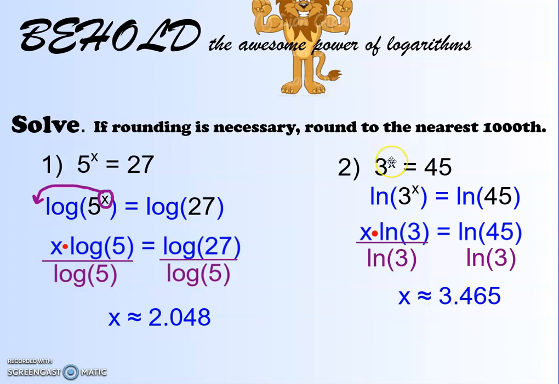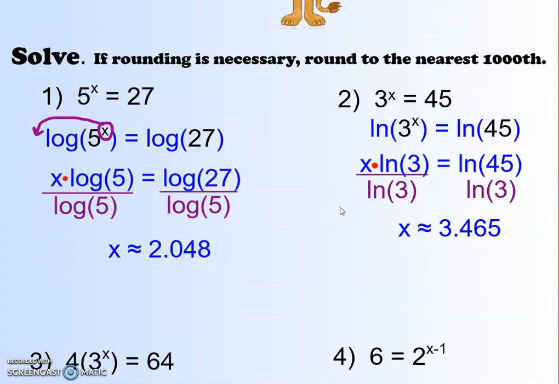Again, 3 squared is 9, 3 cubed is 27, 3 to the 4th is 81. I'm expecting this to be between 3 and 4 because 3 cubed is 27, 3 to the 4th is 81. Boom, that's what I got. And using logarithms, really in this case, is very special because it lets us grab that exponent and bring it on down with everybody else.